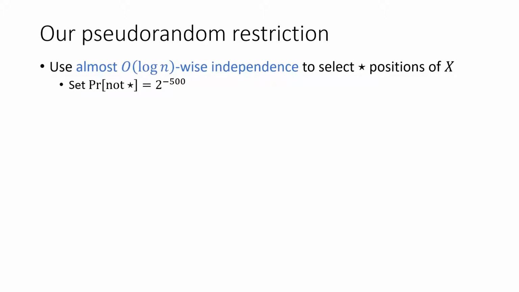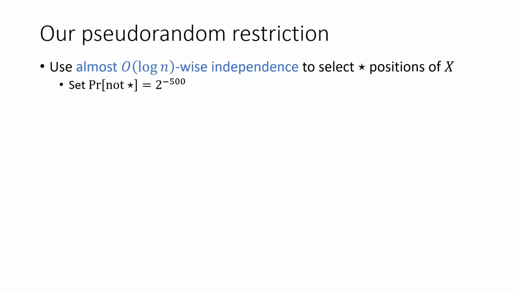Let's start by just focusing on a single pseudorandom restriction. We'll think about iterating the process later. The construction of our pseudorandom restriction is very similar to prior work. The analysis is really where the action happens. Here's the construction. We use almost log n-wise independence to select the star positions. We set the star probability to a constant very close to 1, or in other words, we're selecting a tiny fraction of the coordinates to assign values to.